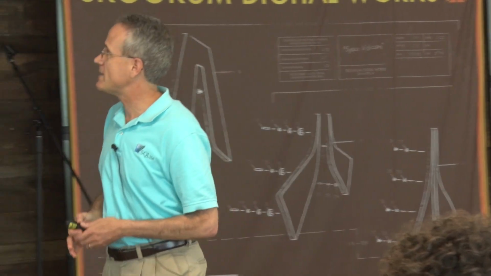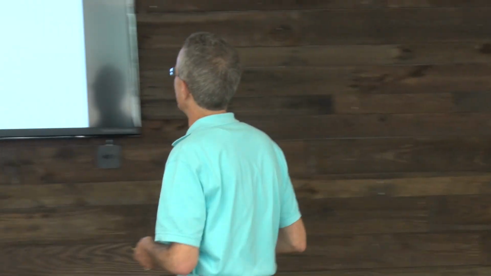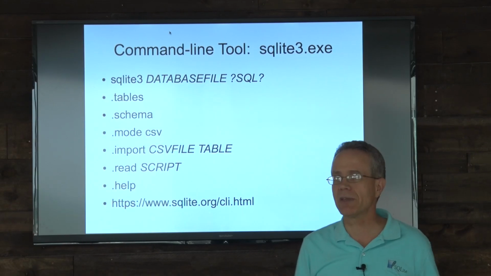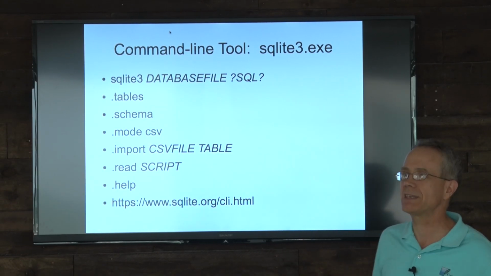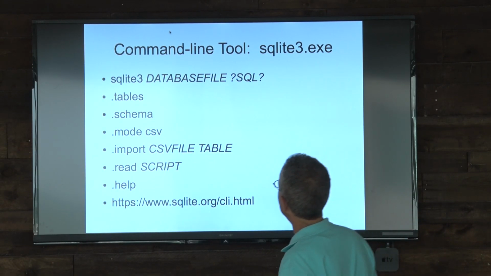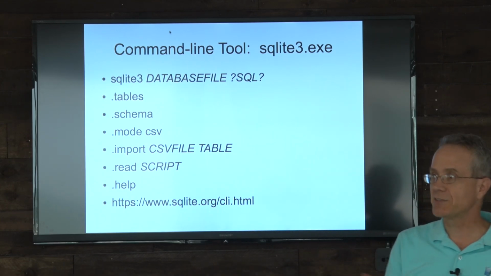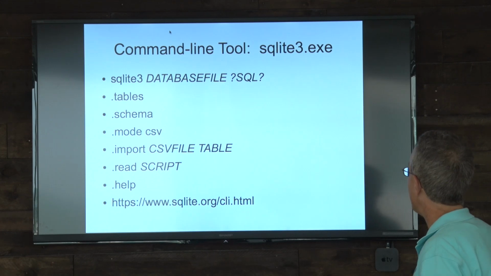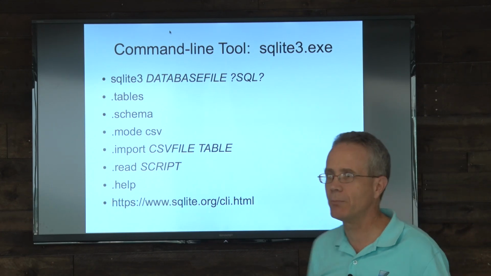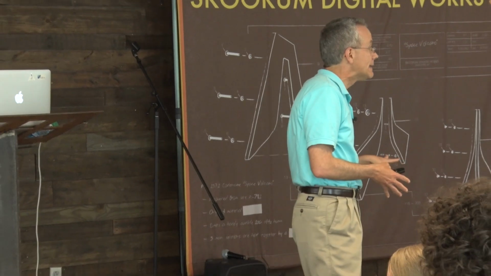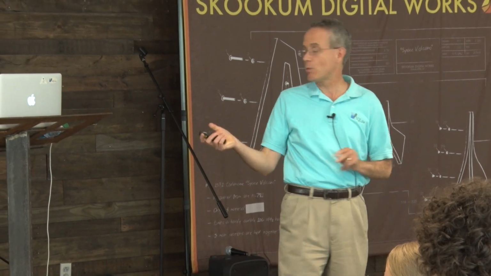But there's also these dot commands that you can do for things like .tables, which tells you the names of all the tables in the database. .schema will give you the complete schema listing for the database. You can import a CSV file into the database as a table. You can read a script and so forth. There's a bazillion of these dot commands to help you do some things. There's also a lot of third-party tools for interacting with SQLite databases. Some people really insist on having a GUI, and there's lots of those out there. This is the one we ship with it.